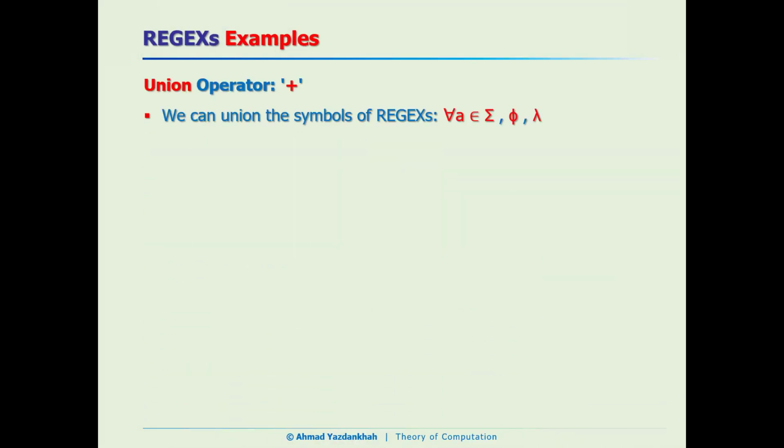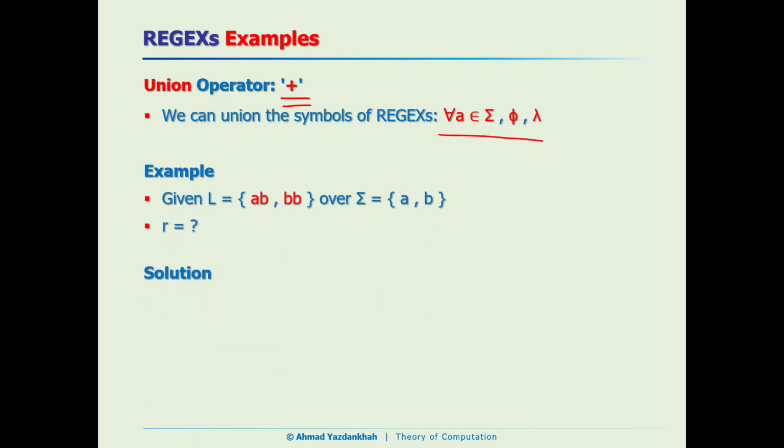Our next example is about the union operator, or plus sign. We can union the symbols of regexes. Okay, let me take an example. Now we have a little bit more complicated language. Before going further, let me simplify this language. Can I decompose these two strings as a union of two languages?